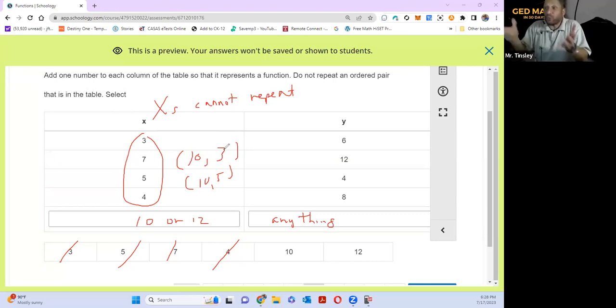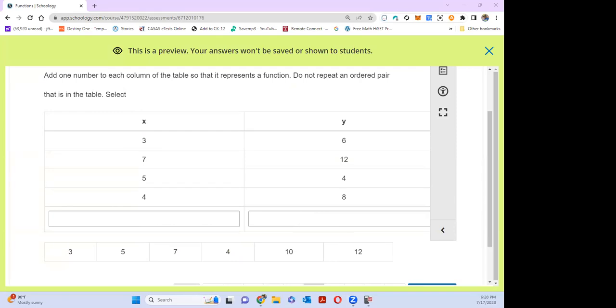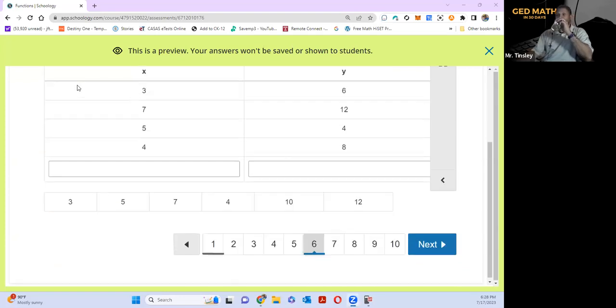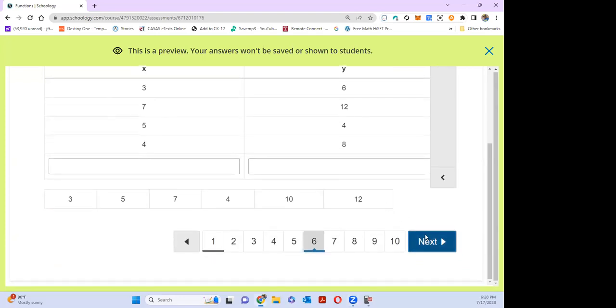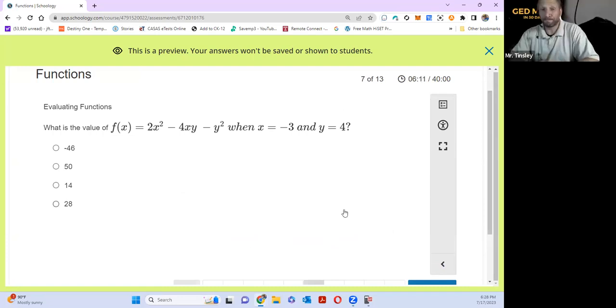And this is one of the easiest questions on the exam, but it's one of the most missed questions on the exam. But for every X, there's only one Y. Your X's cannot repeat. Everybody got that? Okay. All right, look at this one.